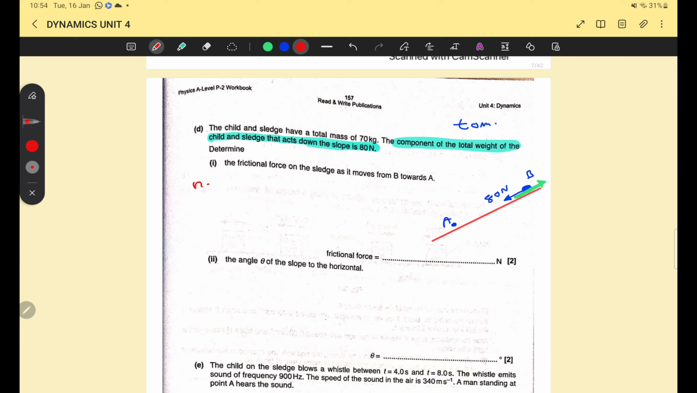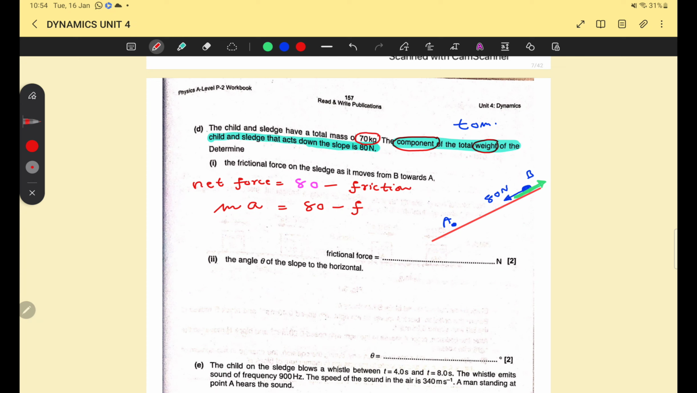So if I ask you what is net force, remember, net force equals driving force minus force of friction. So what is driving force? The component of weight is the driving force, and this driving force is 80 Newton, and it is opposed by force of friction. We have to calculate force of friction. On the left hand side there is net force, and you know net force is MA.